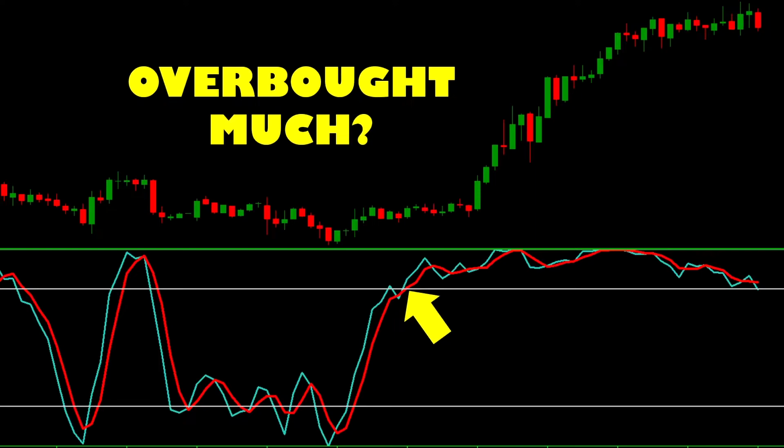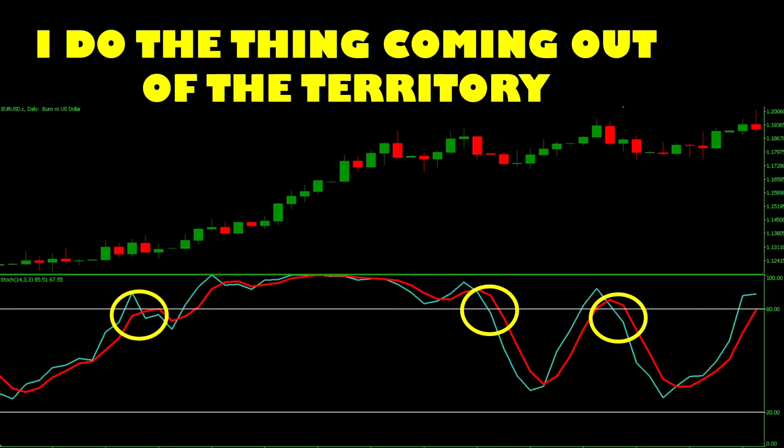And people will say you don't enter your trade when it goes into the territory, you enter it when it comes back out of the territory. That's when it's telling you that the momentum is burnt out and it's turning around. Oh boy, and how did these sell trades go for us right here?